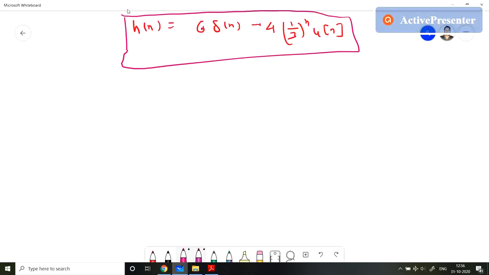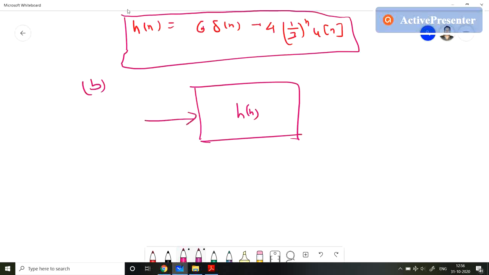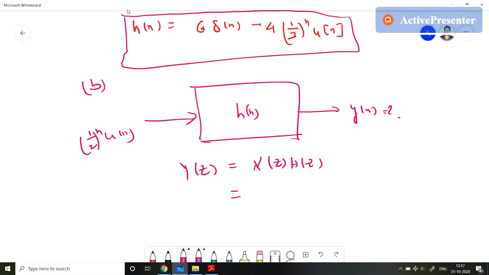Let us do the other part, the B part. Now we know h(n). If the input we are applying is (1 by 2) raised to the power n u(n), we need to find the value of y(n). So Y(z) is equal to X(z) multiplied by H(z). H(z) we have already found in the previous problem. And what is X(z)? x(n) is (1 by 2) raised to the power n u(n).